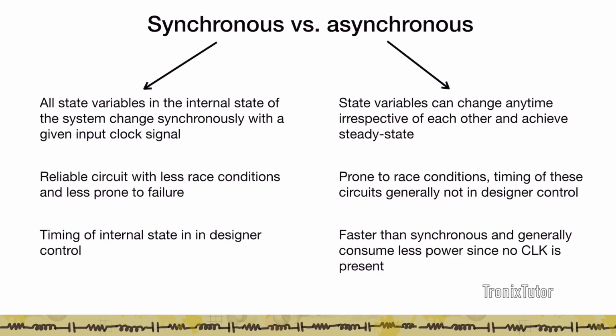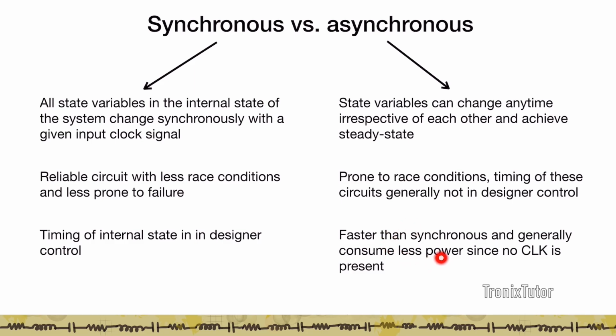Now, such circuits tend to be prone to what are known as race conditions, where you have an input and an output changing, and depending on the design of the gate, depending on process, it can so happen that one can be faster than the other. And so in such cases, typically the timing of these circuits is not directly under designer control.